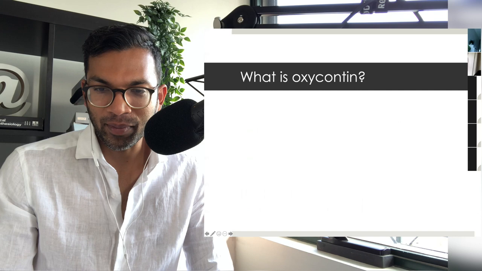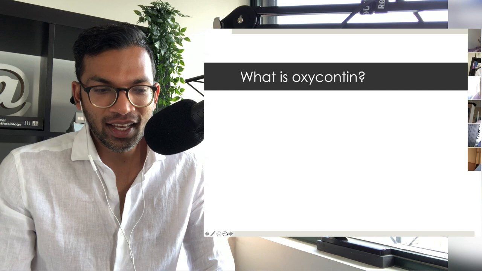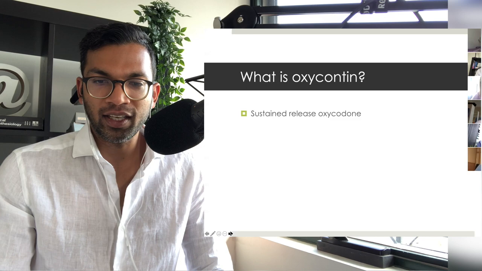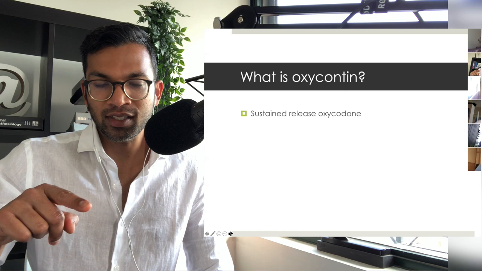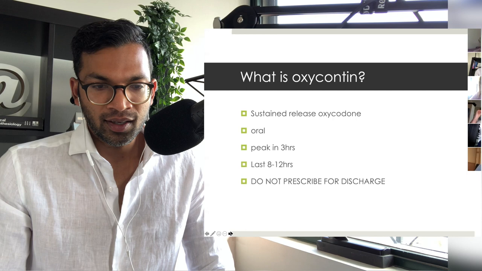Is that the Targin one? It's sustained release. That's exactly right. So sustained release oxycodone. They formulated it such that it will take longer to work. So it will have a slow rise, peak effect in roughly 3 hours, and then last 8 to 12 hours. Again, do not prescribe this for discharge. So what is Targin? Does anyone know?